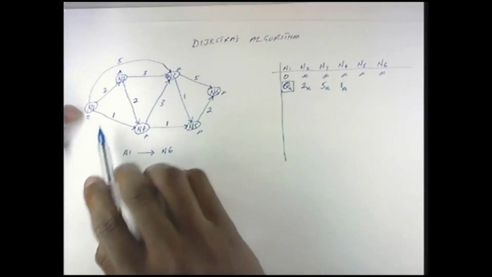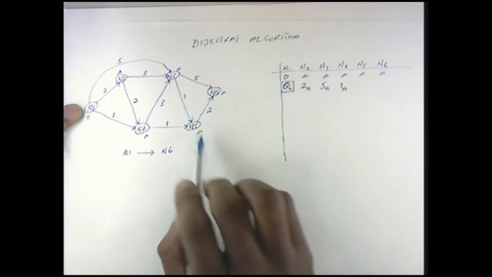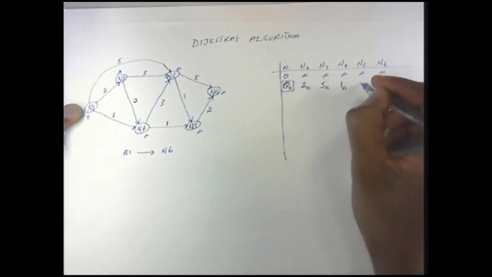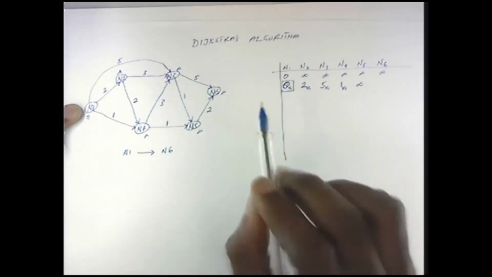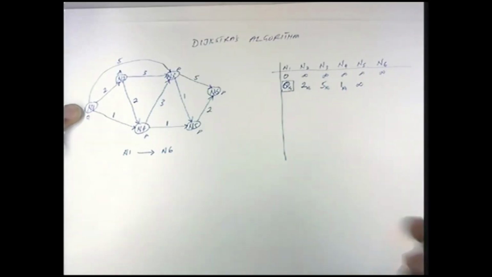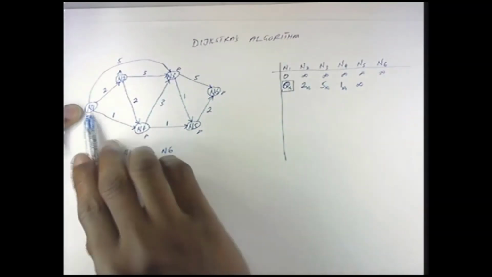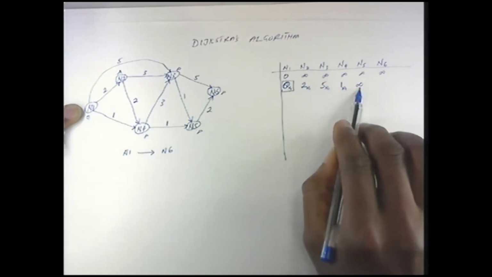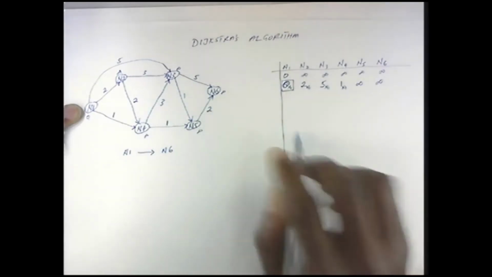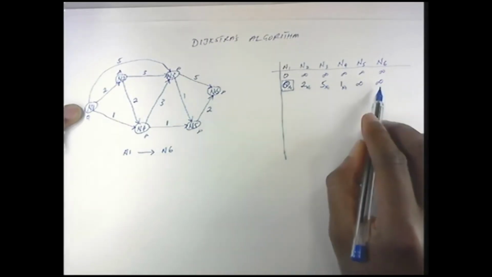Now let's go to N5. From N1 to N5, there is no direct link to N5. So we'll still repeat the infinity. Remember, the algorithm said that when Wij does not have a direct link, then we put an infinity there. So from N1 to N5, we have infinity. We can say the same for N1 to N6. So we have infinity this way. Now, we have completed the first part.